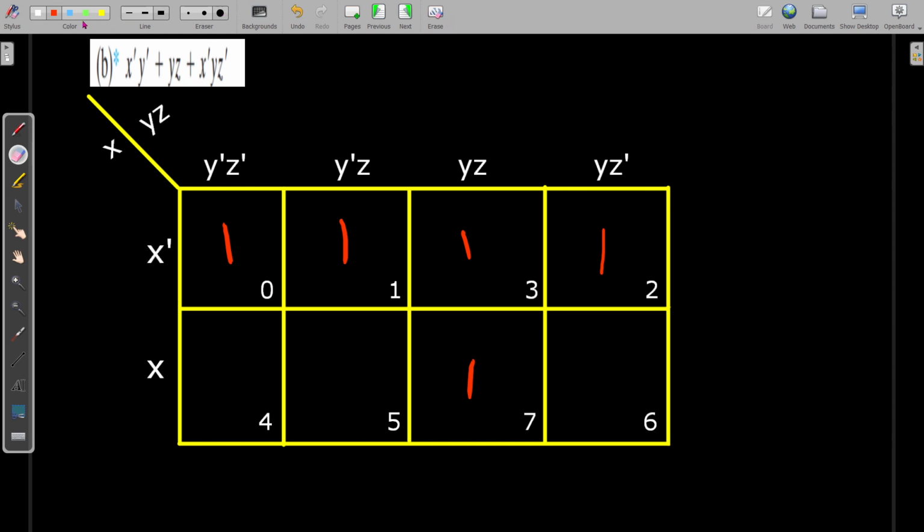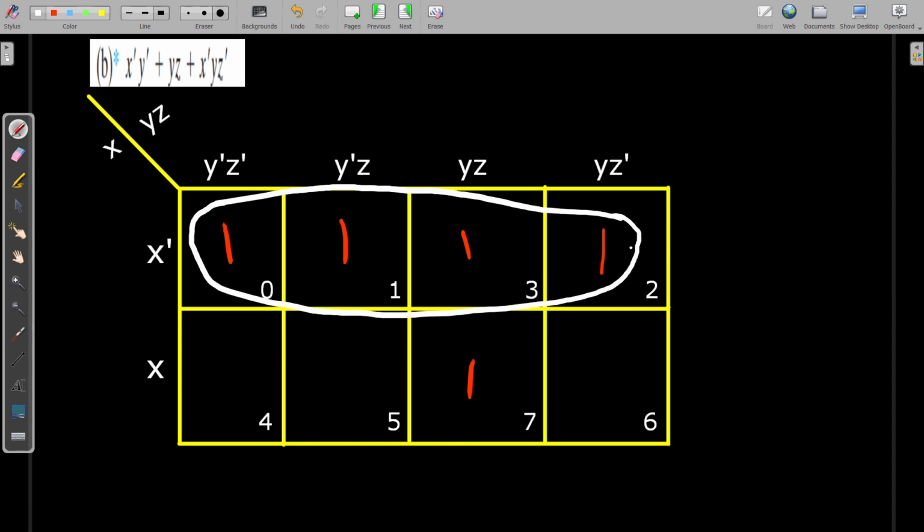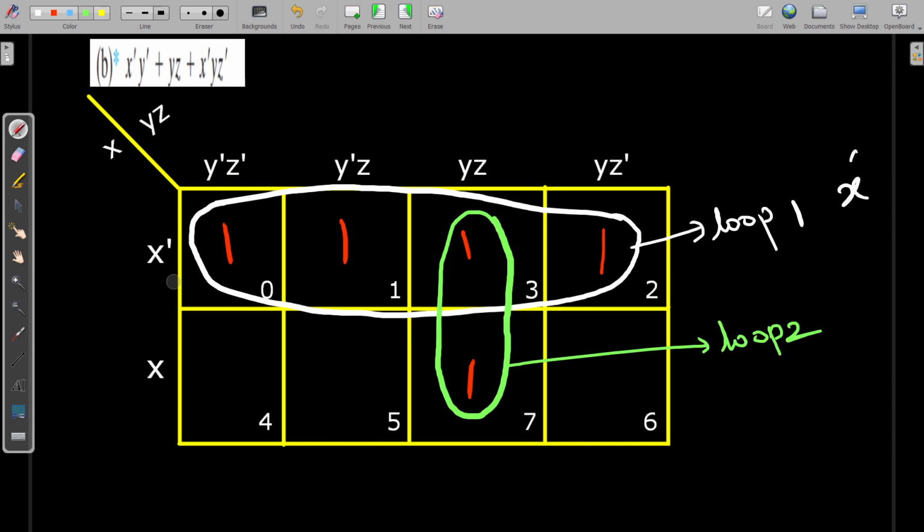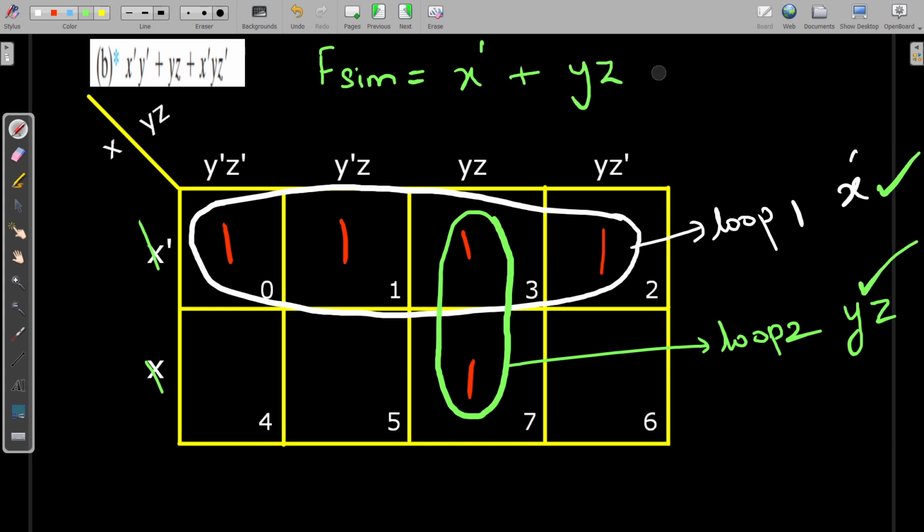Now we can combine the ones. These 4 ones can be combined to form loop 1. Corresponding to that, all these get cancelled, only this x dash exists. So this is our second loop. These two get cancelled, right? These two get cancelled, only this yz exists. So the answer for this f simplified is x dash from the first loop plus yz from the second loop. This is our answer, the simplified expression.